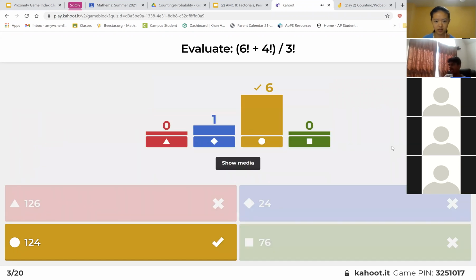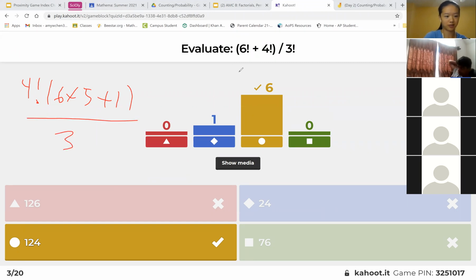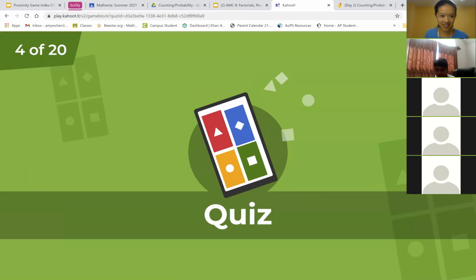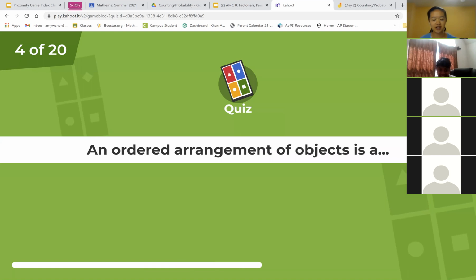Yeah, the answer is 124. Let me go over it quickly. 4 factorial times 6 times 5 plus 1, over 3 factorial. Ah, I know what I did wrong. I'm not doing it on paper, so I'm choking a little, but it's fine. Bad mental math skills. Oh wow, okay. All right, ordered arrangement of objects.